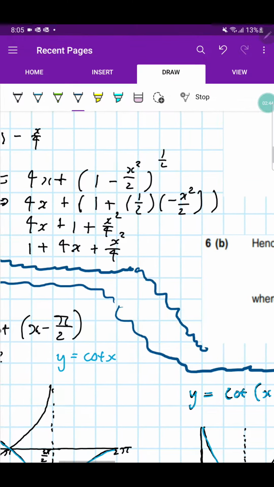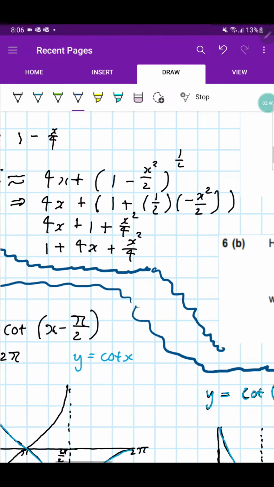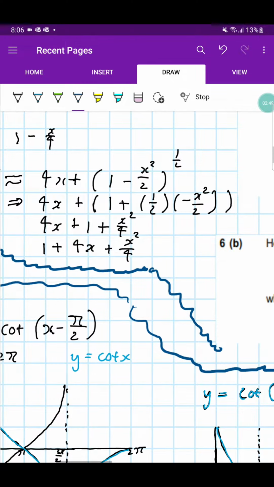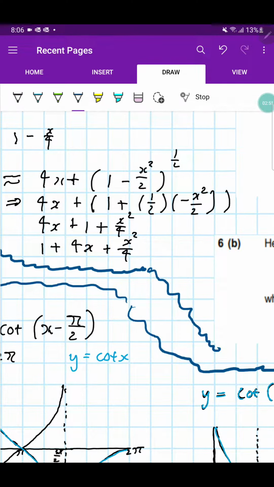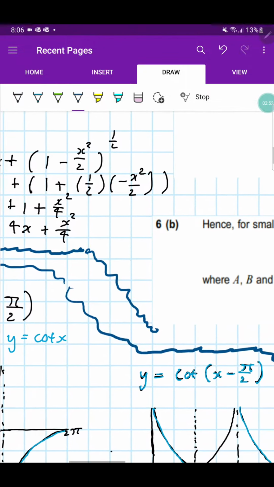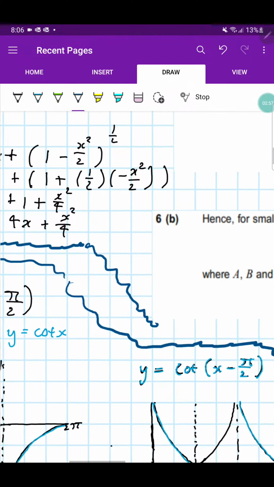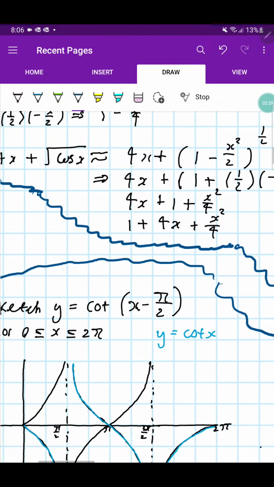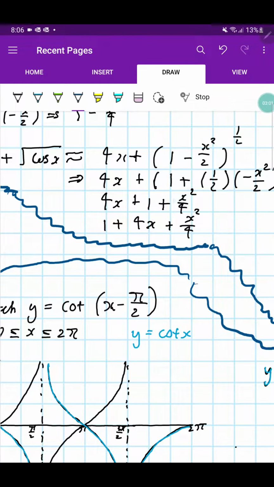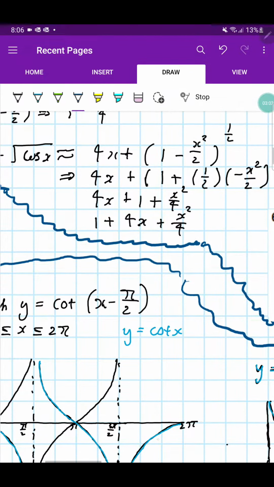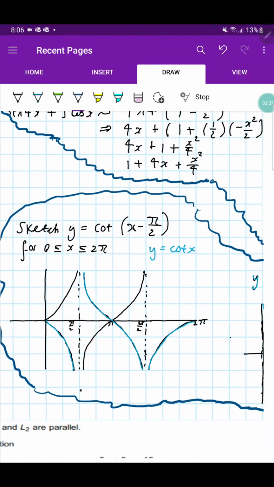Well, not the first two terms. We need the first, wait, no, it wouldn't make sense. We need the first two terms, because if we find the first three terms, we'll get an x to the power 3 term, which we don't want. So if we do that, we get 4x plus 1 plus x squared over 4. So if we simplify that, we get 1 plus 4x plus x squared over 4.